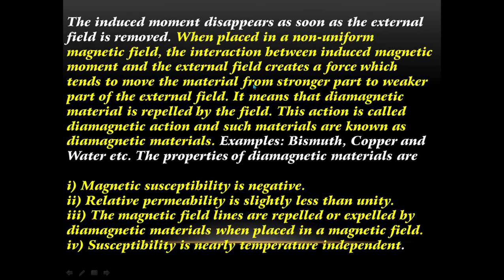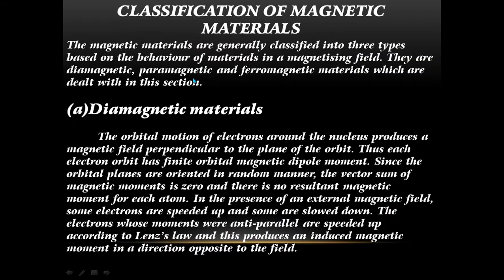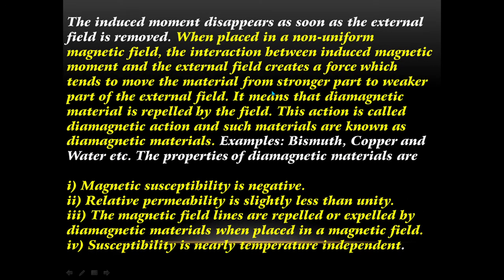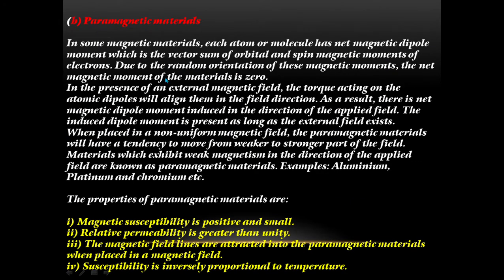Here, this is the point. Diamagnetic material means external fields create a force which tends to move the material from the stronger part to the weaker part of the external field. Paramagnetic materials have a tendency to move from the weaker to the stronger part of the field.